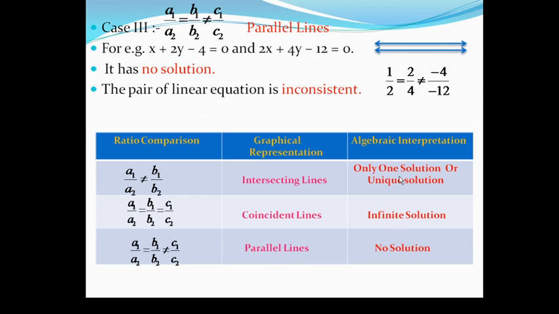In both the first two cases the linear pair of equations will be consistent because we are receiving a solution. First unique solution, second infinite solutions, and in the third case it will be inconsistent. Why inconsistent? Because we are not receiving any type of solution. So this table is very important. Without doing any calculations, if it is asked what type of solution a linear pair of equations has, we just compare the ratios and find out whether it is a unique solution with intersecting lines, coincident lines or parallel lines.